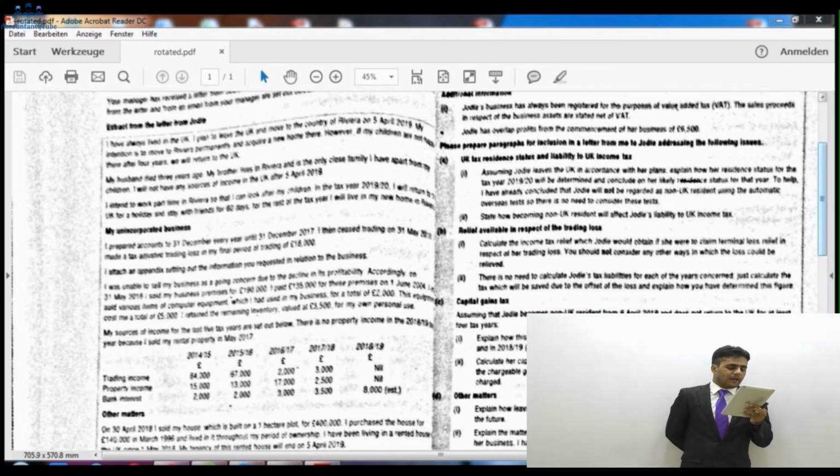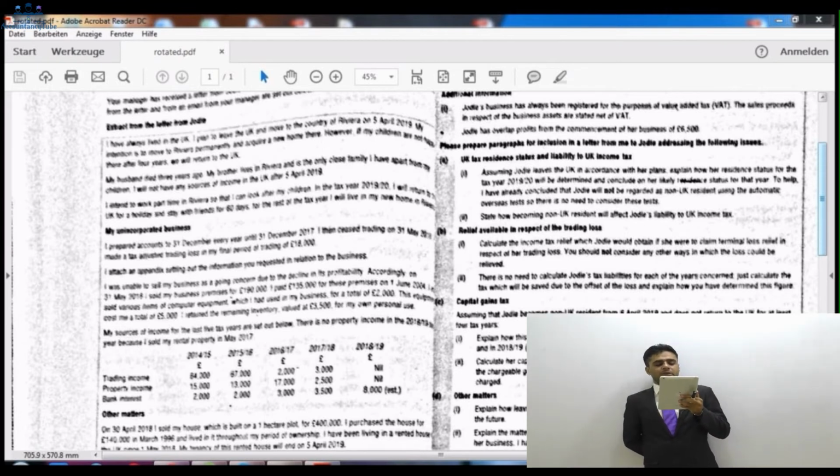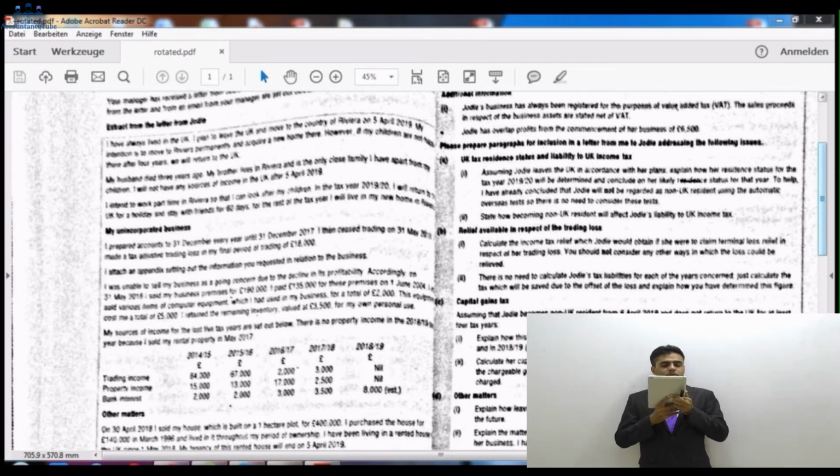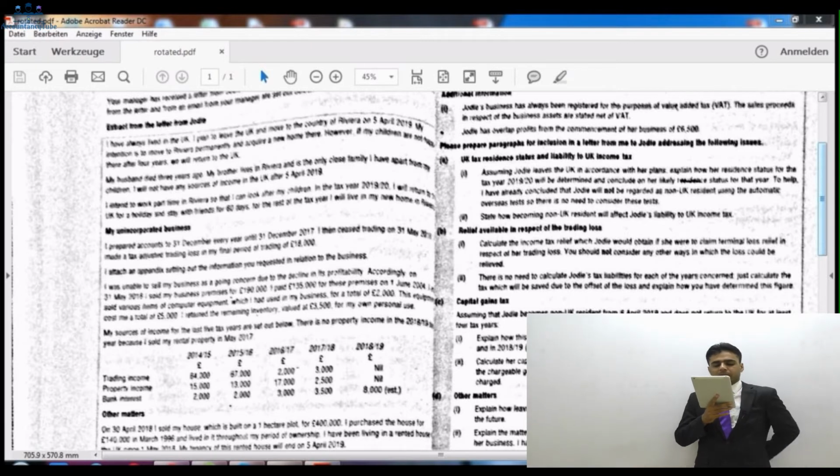Alright, and then there is no need to calculate Jodi's tax liabilities for each of the years concerned. So no need to calculate the tax liabilities. Just calculate the tax which will be saved due to the offset of the loss, and explain how you have determined this figure. So we have to calculate the terminal loss. What is the information given to us? Now it's my unincorporated business. If you read that, please.